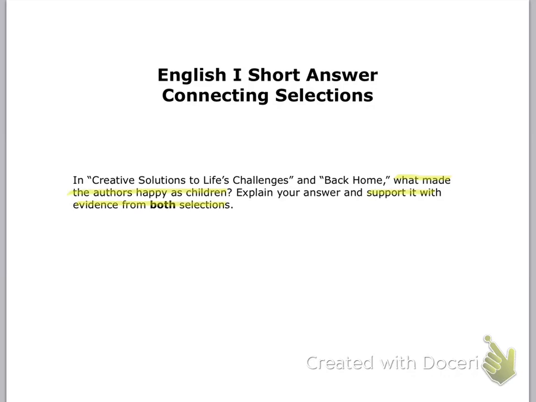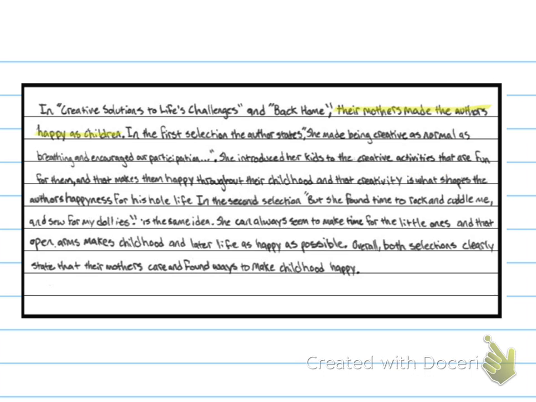Okay, so we're going to look at one of the selections. This is actually from the STAAR SAQ, from a released STAAR test. It says, in "Creative Solutions to Life Challenges" and "Back Home," what made the authors happy as children? Explain your answer and support with evidence from both selections. So we're not going to read the texts or anything, but I just want you to see one of the examples that a student came up with and who scored a 3. So this is not something that I wrote. This is something that a student came up with. Okay, so I'm going to read it.